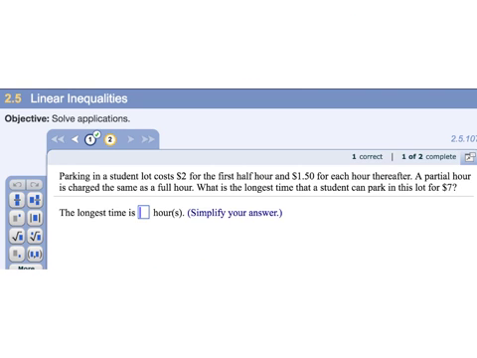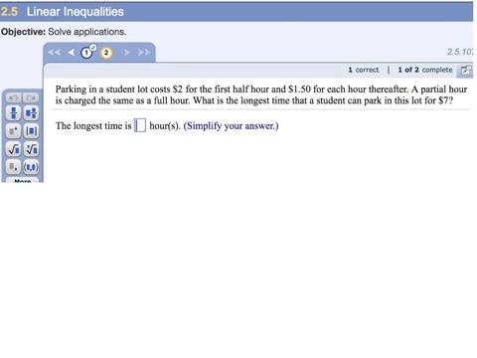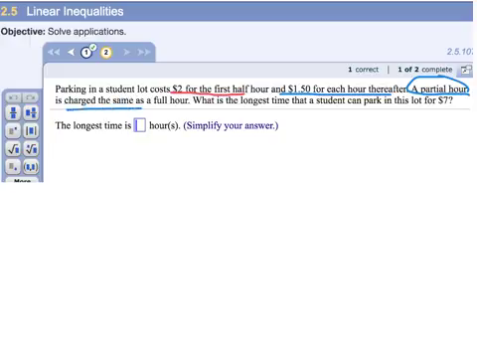All right, so this is a doozy. We've got a student parking lot that costs $2 for the first half hour, and then it costs $1.50 for each hour after that. If you go over an hour, any partial hour counts as an additional full hour. What is the longest time that a student can park in this lot if that student only has $7?